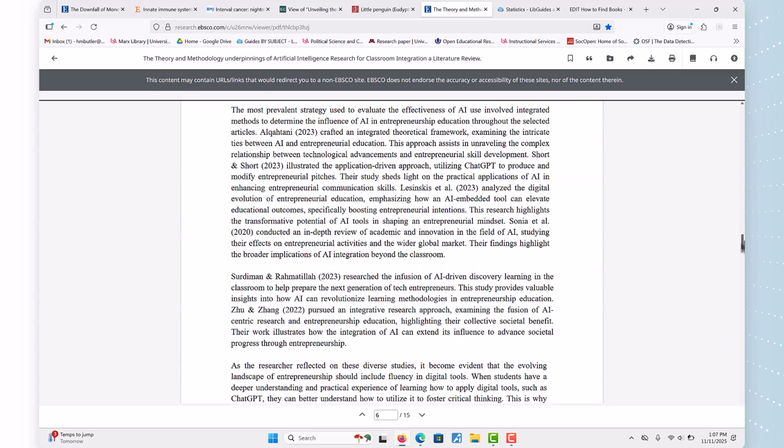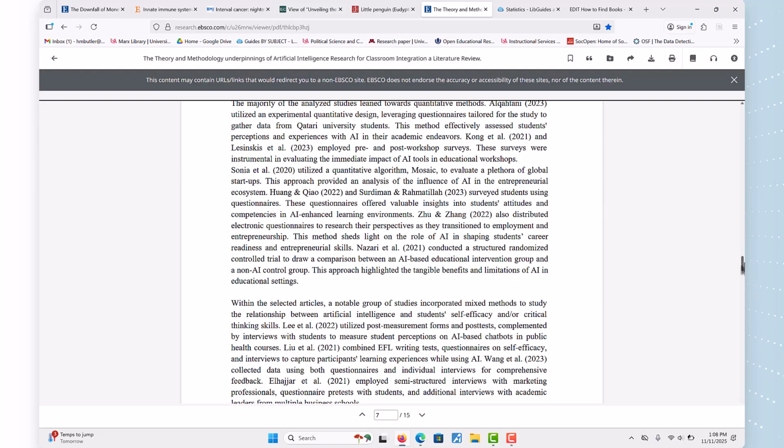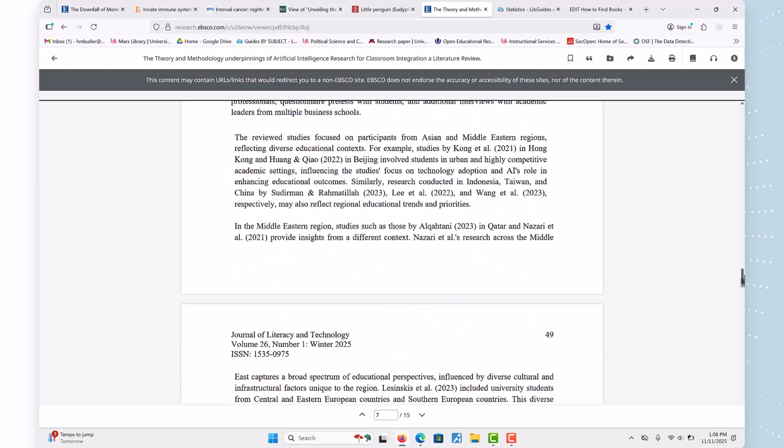So it's the same thing where it has a structure and a kind of rigor to it, and it would be expected to be under peer review, to have been peer reviewed.